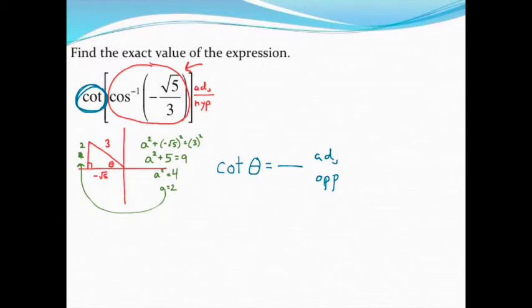My adjacent side then, we already knew that was this bottom side down here, negative square root of 5. The opposite side is the side we just found, 2. And then I would just look to see if I can simplify that. There's no square in the bottom, there's no simplifying that I can do. So there is my cotangent ratio, negative square root of 5 over 2.